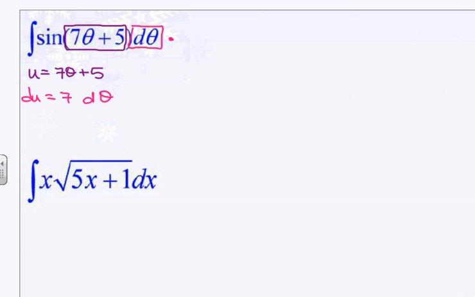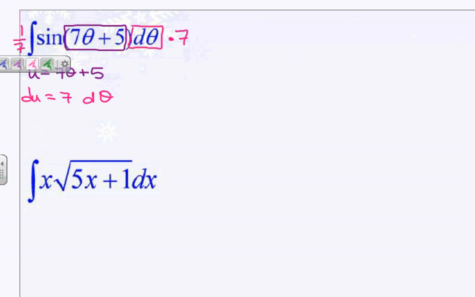I can multiply my integrand by 7. It's just a number, so I can also come out to the outside and divide by 7. We're just multiplying by 7 and dividing by 7. We have not changed the problem at all. We're just balancing things out so that we can get our du to be equal to 7 d theta.